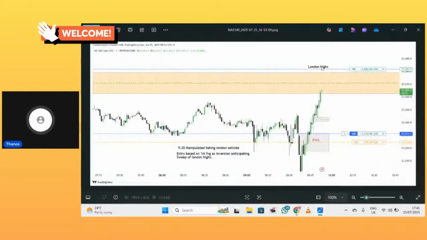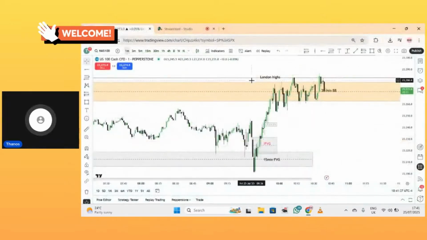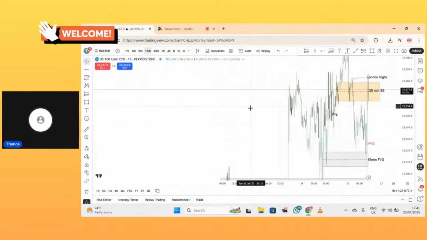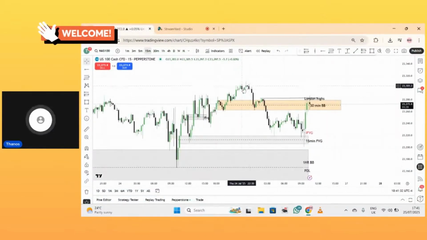So this is the trade, the way I took it. At 9:30, manipulated taking London sell side. Entry based on first fair value gap as inversion, anticipating sweep of London highs just above the 30 minutes breaker. There's a reason why the London highs are up here. Let me show you. The London highs are actually somewhere up here from midnight.